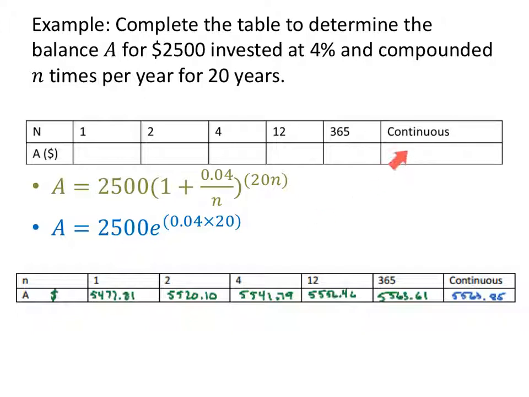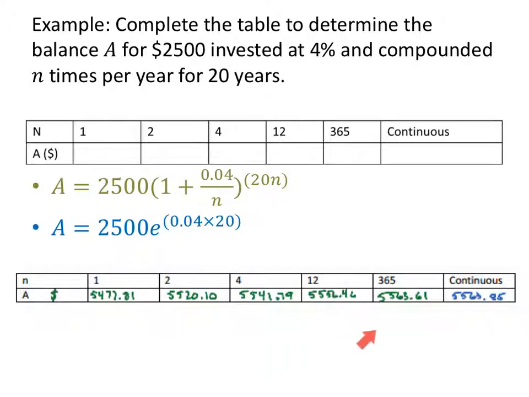However, when it comes to continuous compounding, there is no n value. Continuous compounding compounds literally continuously. You're constantly making money. Sounds like my dream. So we use the continuous compounding formula, A equals P e to the rt. So in my exponent, I have 0.04, my interest rate, times the time in years, 20 years. And I will enter that, 2,500 e to the power of 0.04 times 20. And I end up with $5,563.85.